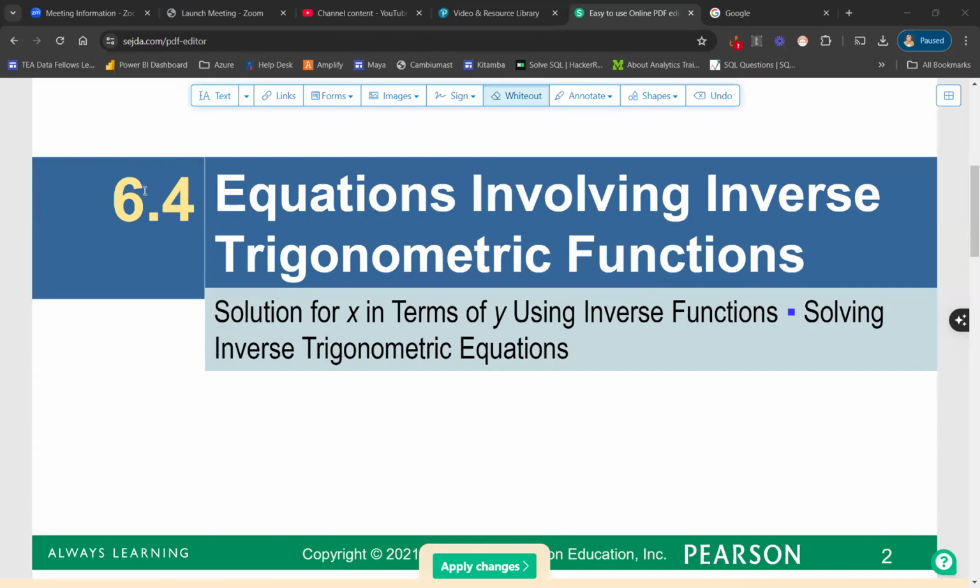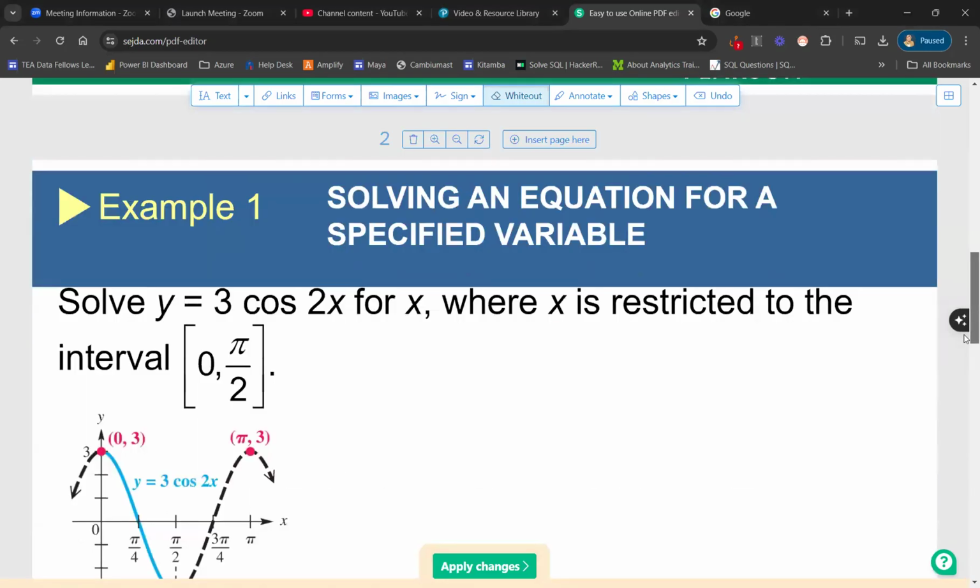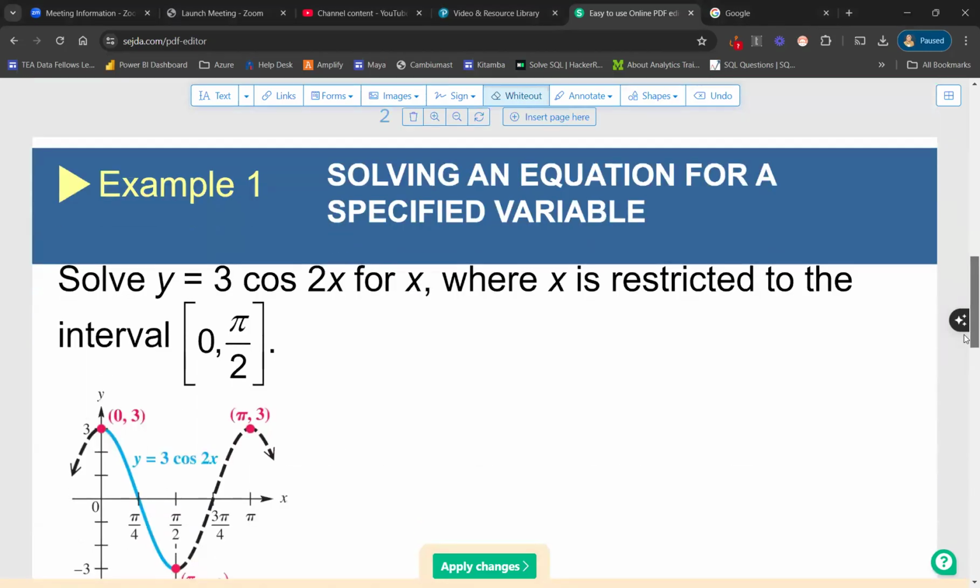6.4 is called equations involving inverse trigonometric functions. Sometimes some of these equations might have inverse sine or inverse cosine in them. But we're going to actually study two examples.